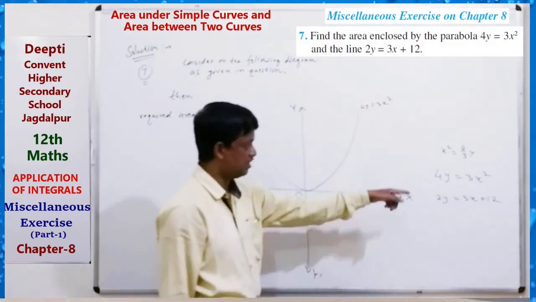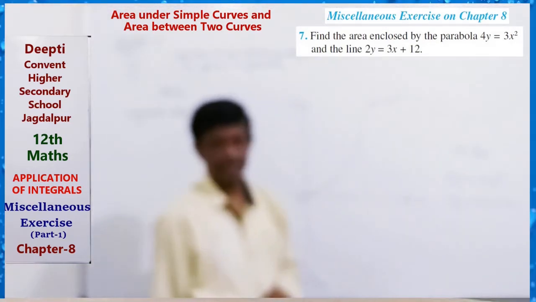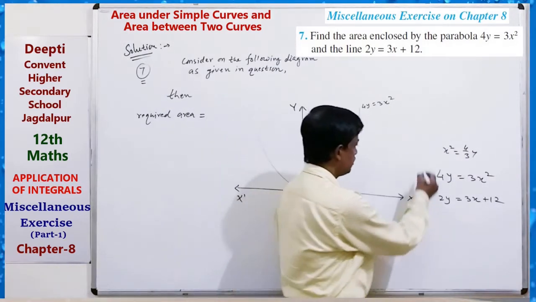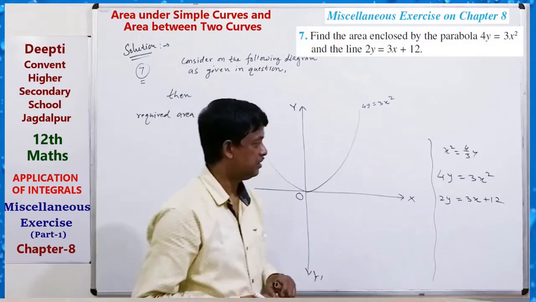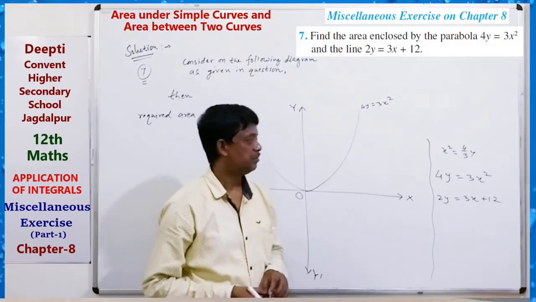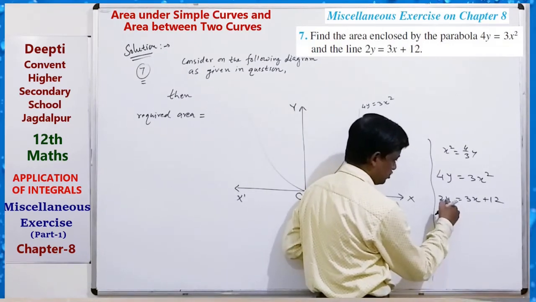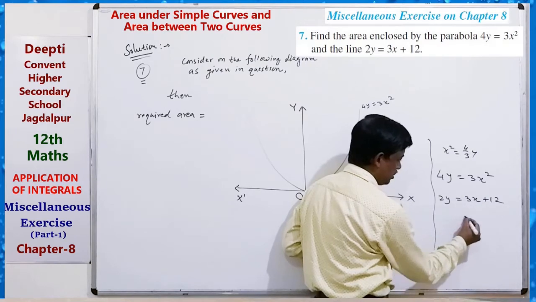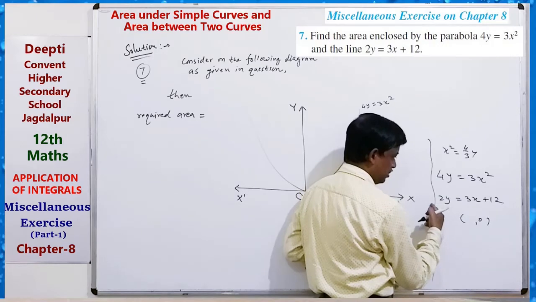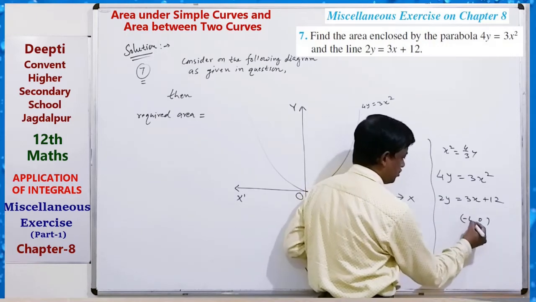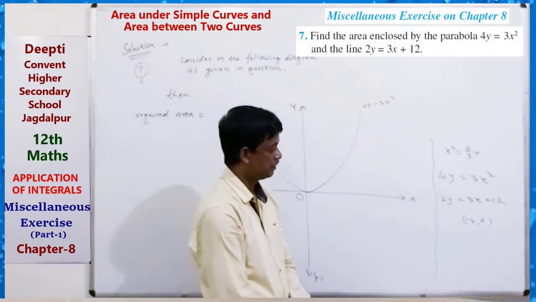Now the line 2y equals 3x plus 12. Clear? It can be solved also by taking some points on the line. If y equals 0, then x equals what? 3x equals minus 12, so x equals minus 4. Okay, minus 4. Clear?